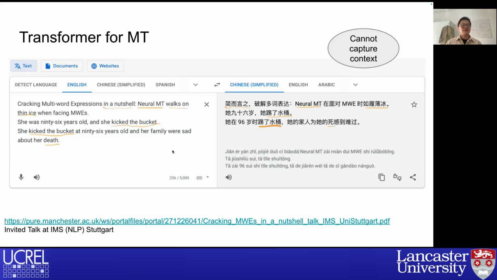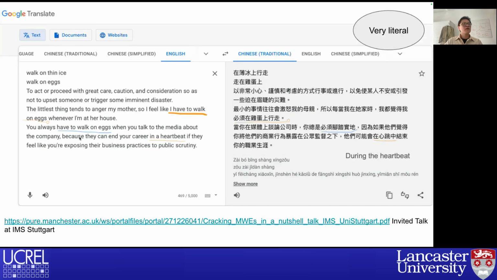instead of passed away. So even though people say the transformer is powerful, when we use it for translation, it's still very stupid. It cannot capture the context information that you give it for disambiguation purposes.